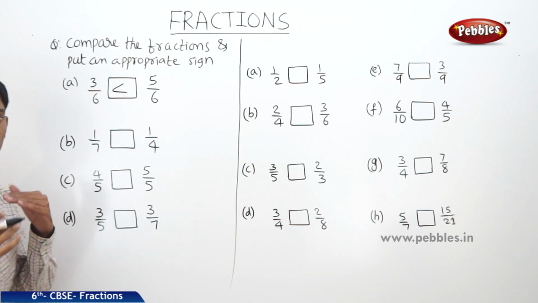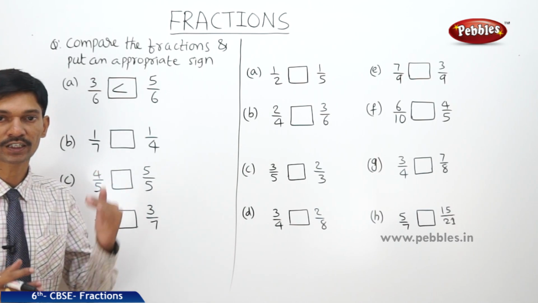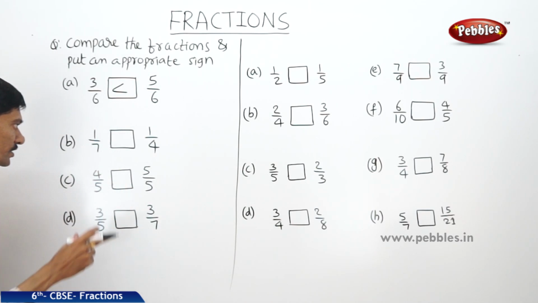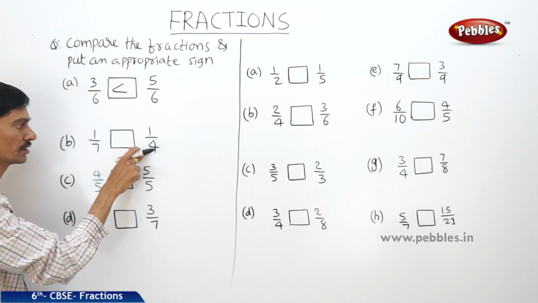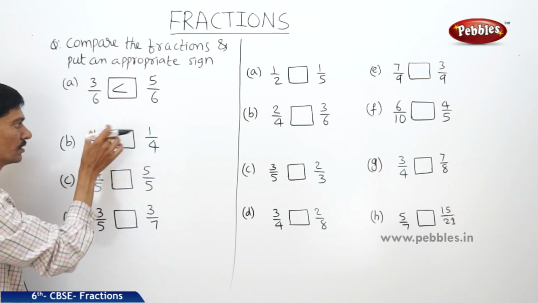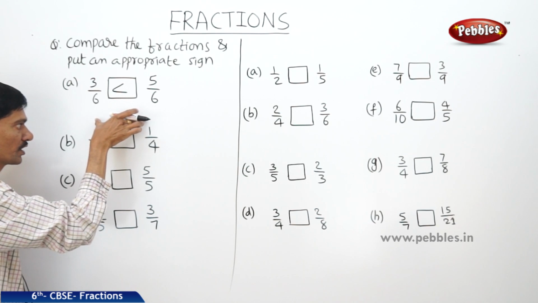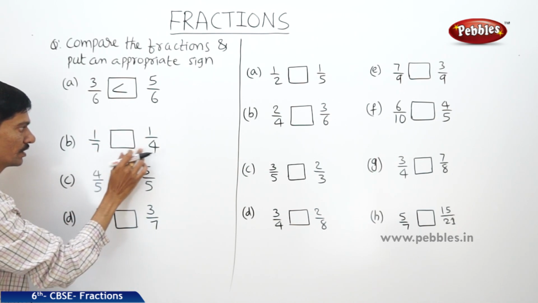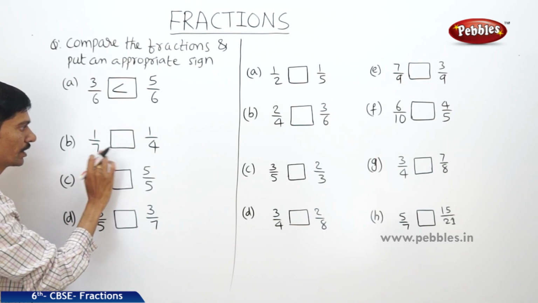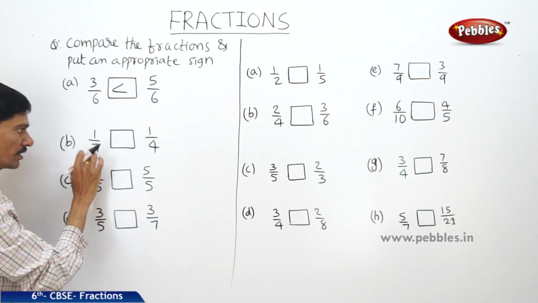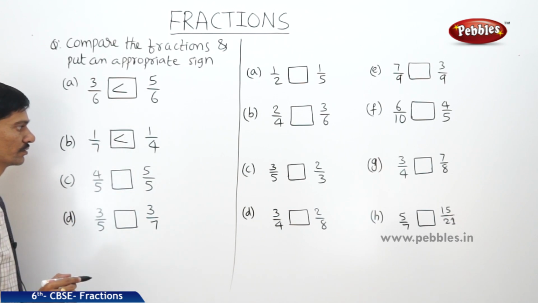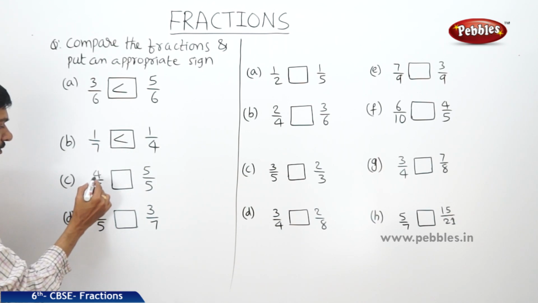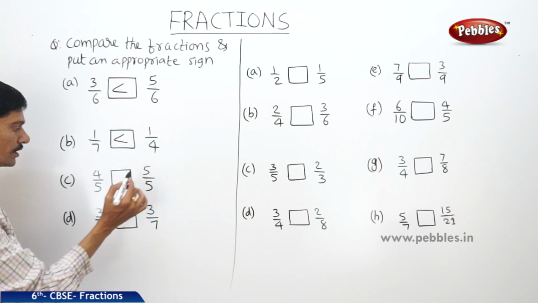Now in the second question, 1 by 7 dash 1 by 4. Here the numerators are equal. If the numerators are equal, the fraction with the larger denominator is less than the fraction with the smaller denominator. Now here both numerators are 1, so when you compare the denominators 7 and 4, 7 is greater than 4, but 1 by 7 is less than 1 by 4.